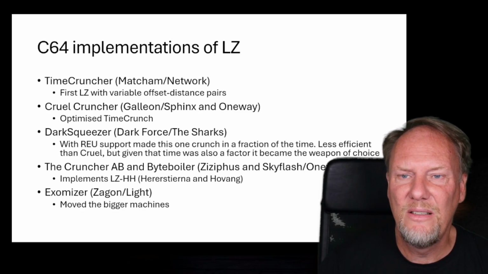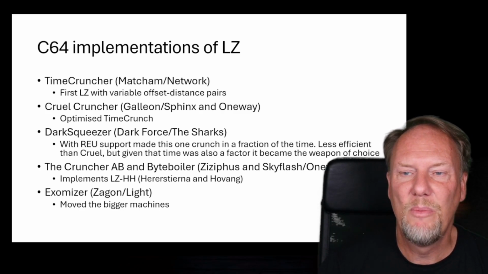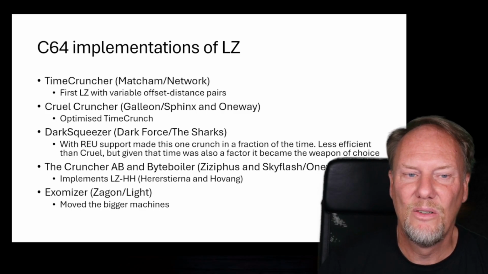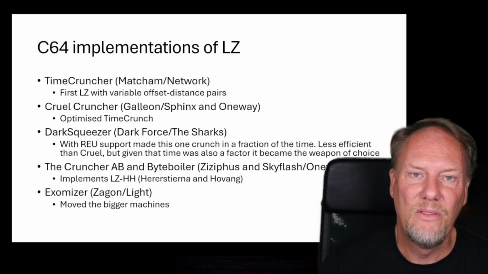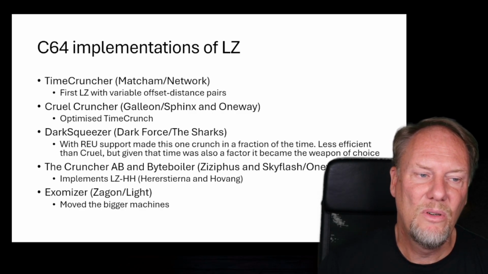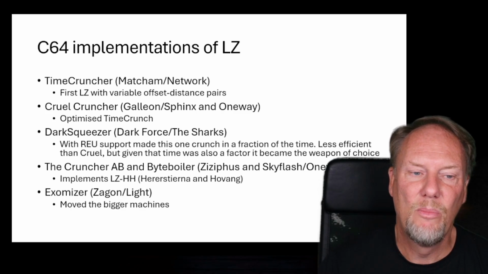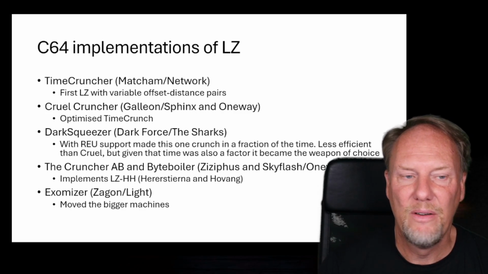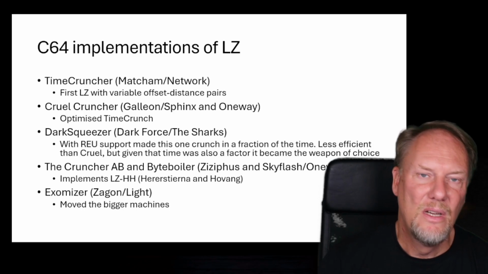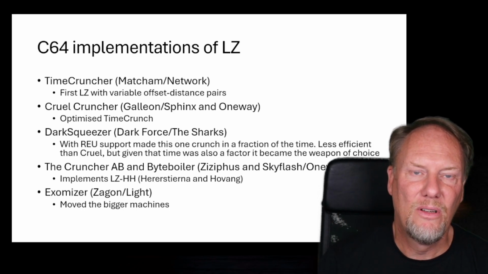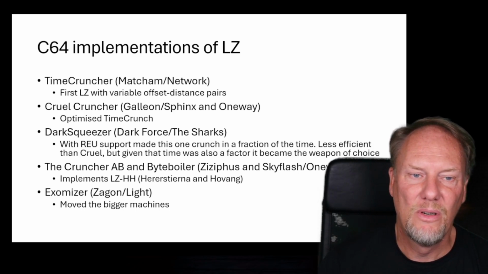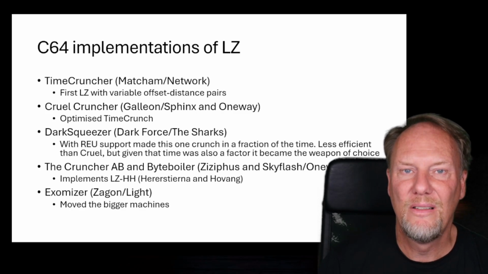I've made a little list of the history of the implementations of LZ, or LZ77 if we should be specific here, on the C64. So Time Cruncher was the first one that also included this variable offset distance pair. You would have other compressors that also implemented LZ, but they were less efficient.